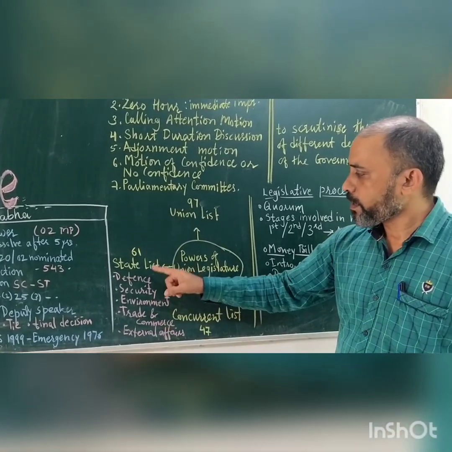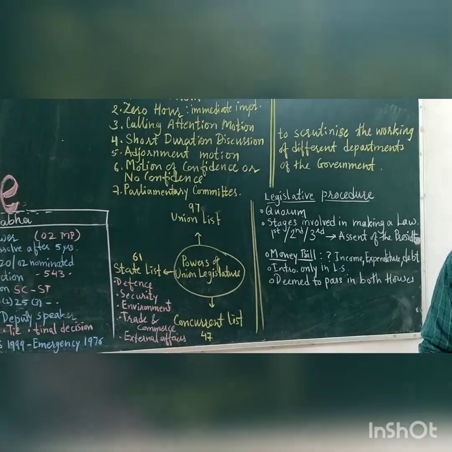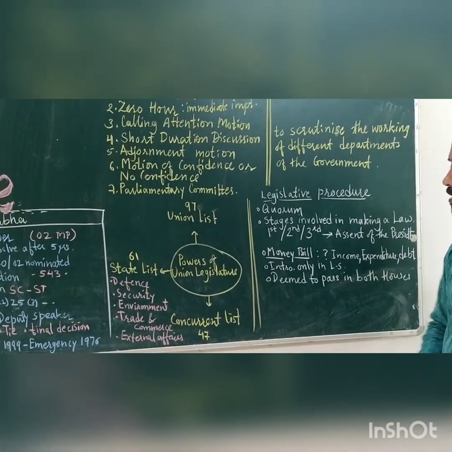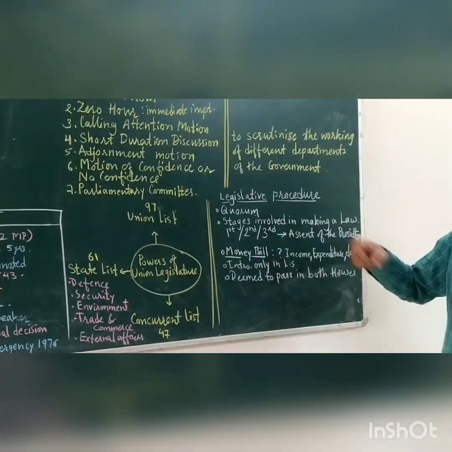What is on the list? Under this: defense, security, environment, trade and commerce, and external affairs. So there are n number of laws that are made. 97, 61, 47.